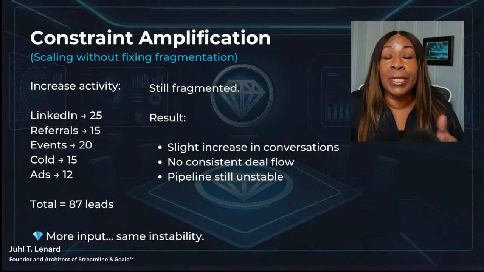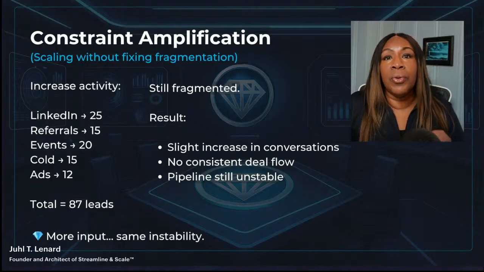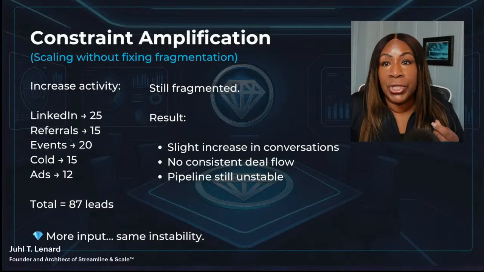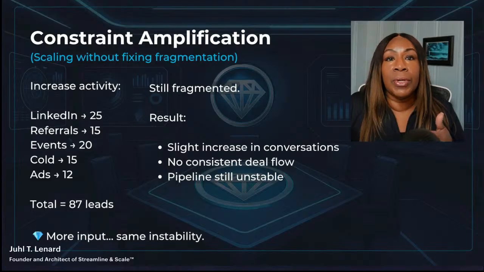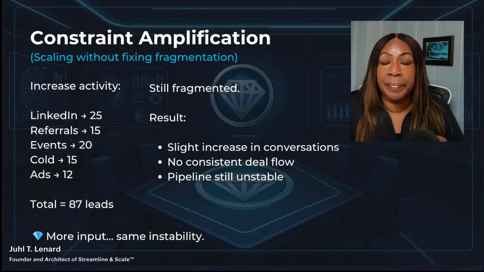Okay. The number of leads is above what we need to actually meet our numbers. Now, but it's still fragmented. So there's a slight increase in conversations, but there's still no consistent deal flow. And the pipeline is still unstable, okay? Because more input into the same unaltered system resulted in the same instability, okay?